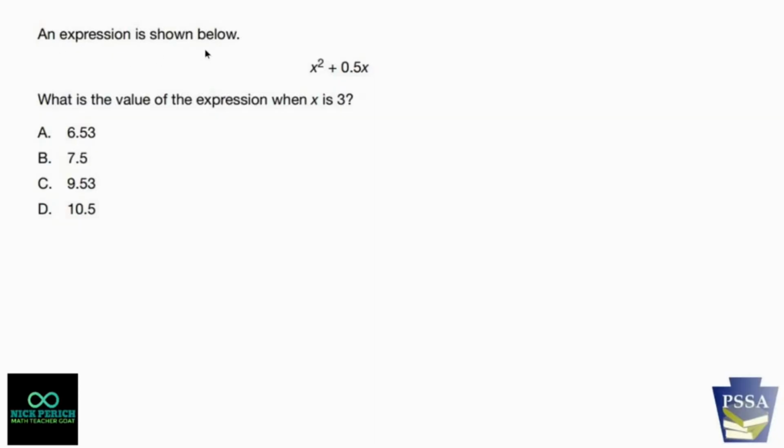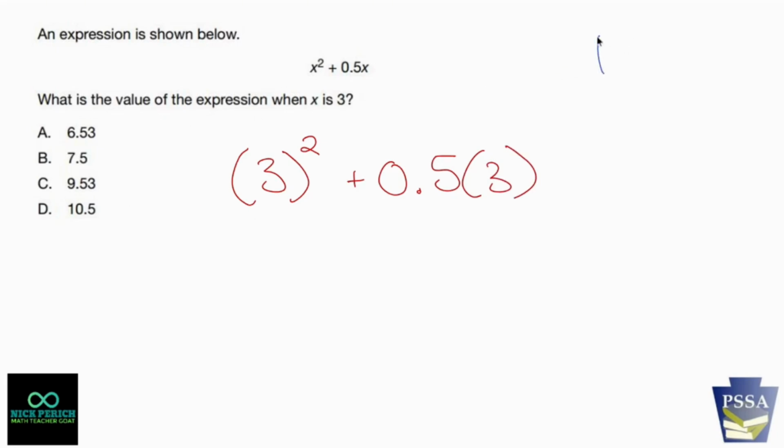An expression is shown below: x to the second power plus 0.5x. What is the value of the expression when x is 3? Well, whenever you need to substitute a number in for a variable, you always replace the variable with parentheses around that number. So this is (3) squared plus 0.5 times (3). Now, this is an order of operations, or a PEMDAS, problem.